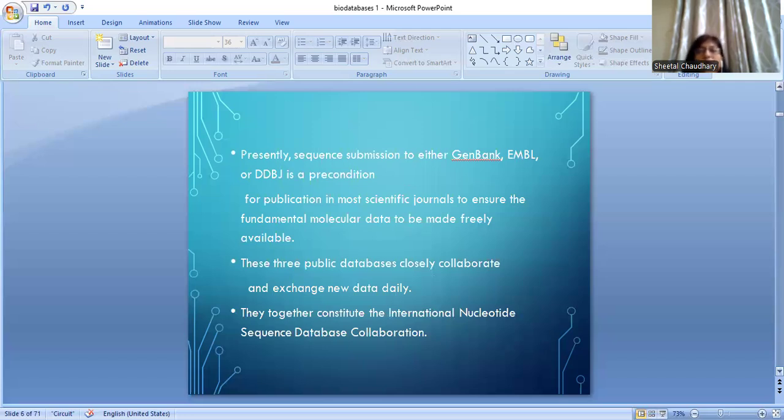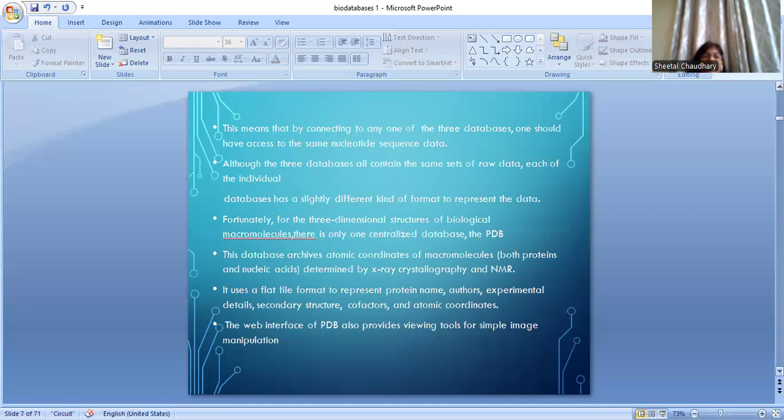Presently, sequence submission to either GenBank, EMBL, or DDBJ is a precondition for publication in most scientific journals to ensure the fundamental molecular data to be made freely available. These three public databases closely collaborate and exchange new data daily. So data which is present in one database is exchanged with the other database. They together constitute the International Nucleotide Sequence Database Collaboration. So they can exchange their data on daily basis.